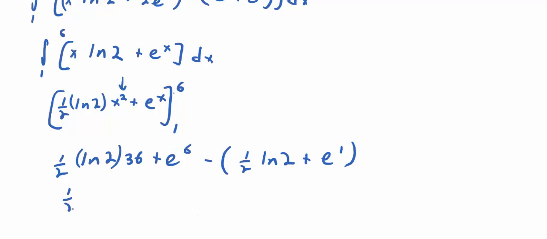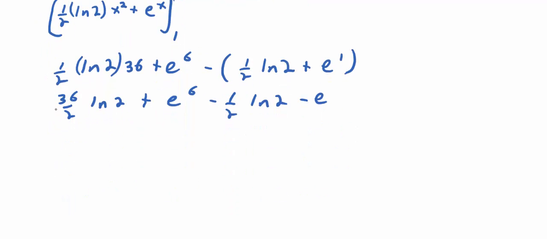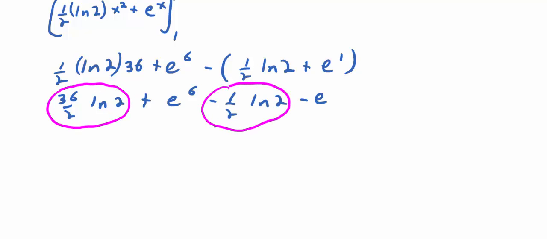If we do that, okay, we get 1/2 natural log of 2. Actually, let's rewrite that as, you could think of it as 36 over 2. I could write that as 18, but I think I'm going to need to combine it with the natural log of 2 statement over here. So I'll leave it 36 over 2, natural log of 2, plus e to the 6th minus 1/2 natural log of 2 minus just e. And then, look, this guy here and this guy here, we could think of these guys as like terms. And if you combine them together, you get 35 over 2 natural log of 2 plus e to the 6th minus e. And that's your answer.